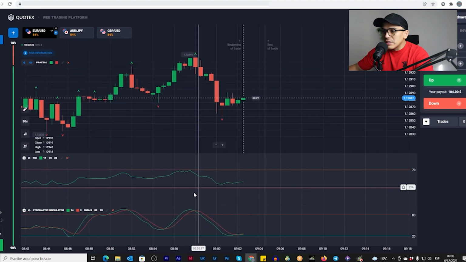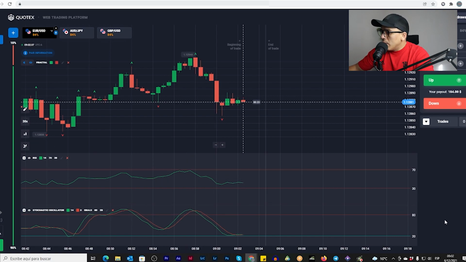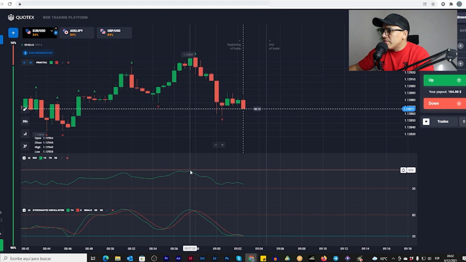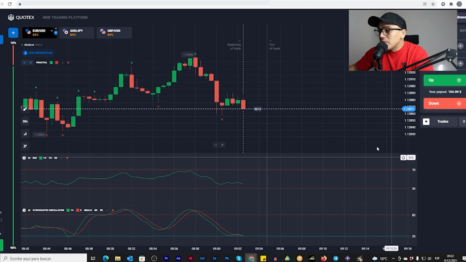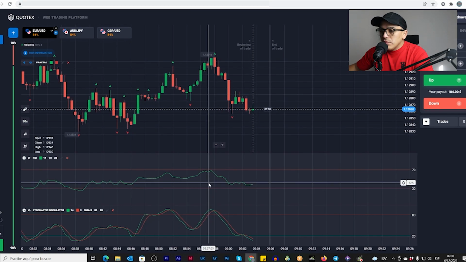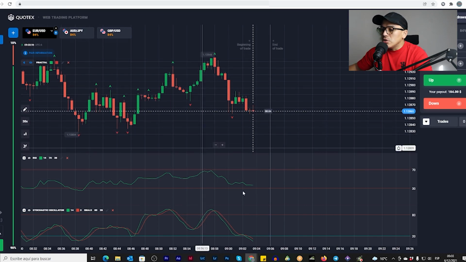And the contrary is when the stochastic oscillator is above the period 80 and the RSI touched or is above the period 70, we are going to trade for a put. And by following these simple steps, we can have a profitable trade session with this strategy.